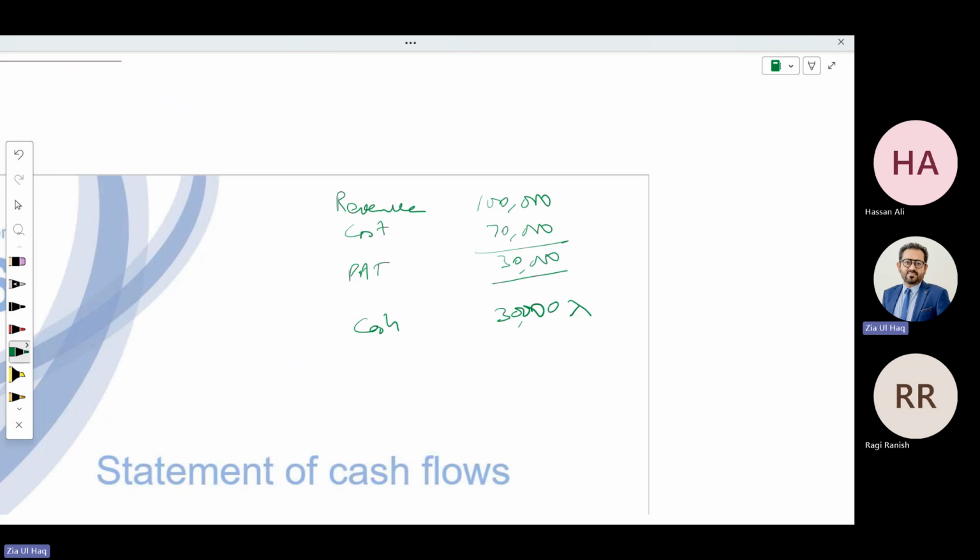The owner of the business is aware: at start of the year, I was having 20,000 cash. At end of the year, I am having 70,000 cash. This means 50,000 was added during the year. But from where? If you want to know from where I get how much in this 50,000, he will prepare cash flow statement.